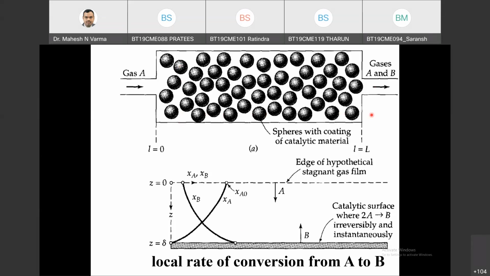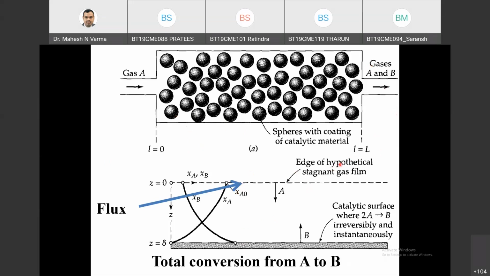You can assume a small thickness L, get a local rate of conversion, integrate over this L, and get the overall rate of conversion of A to B. This will be the flux at every particle, times the surface area of every particle, summed from 0 to L. That will be stage 2. But here we will be discussing stage 1 only. Stage 2 you can try at home: how to get the overall rate of conversion of A to B.